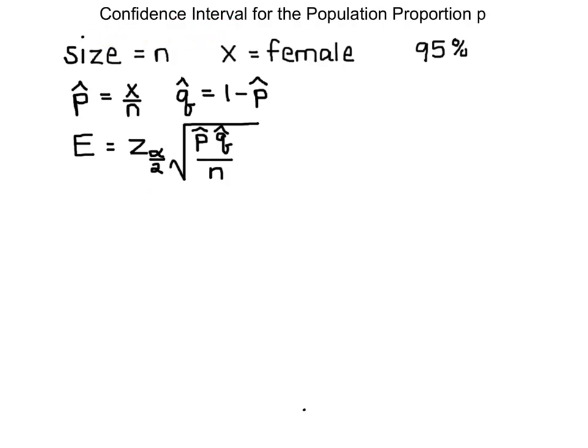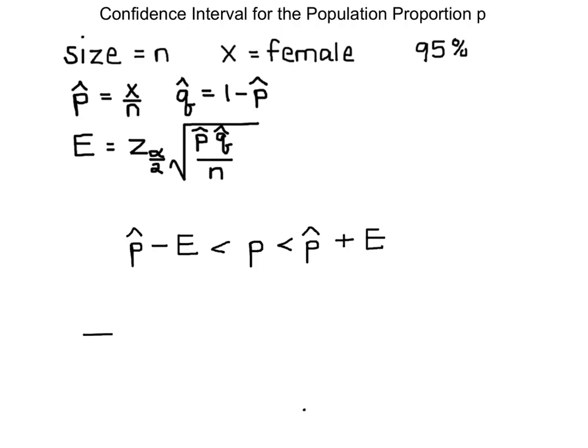Okay, so what we're actually looking for is the confidence interval. It is the interval where we would expect P, our population proportion, to exist. So the value of P should be some value between, starting from the left, our sample proportion minus our estimated error, and our sample proportion plus our estimated error.